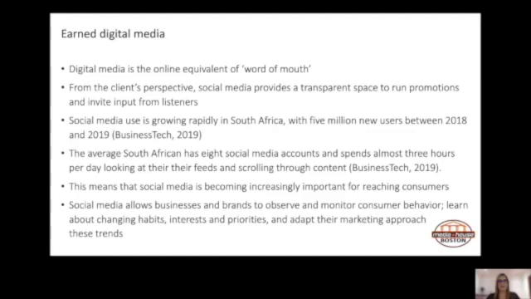This means that social media is becoming increasingly important for reaching consumers, okay? It means if I want to talk to you, I need to talk to you through your social media accounts. Furthermore, social media allows businesses and brands to observe and monitor consumer behavior, to learn about changing habits, interests, priorities, and adapt their marketing approach to suit these trends. So it's very important information that can be gathered.